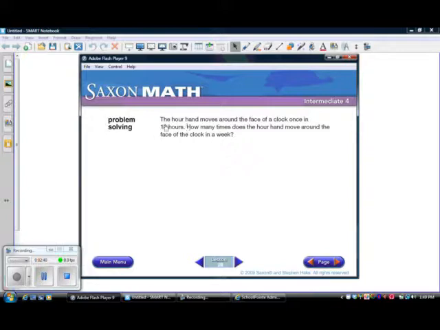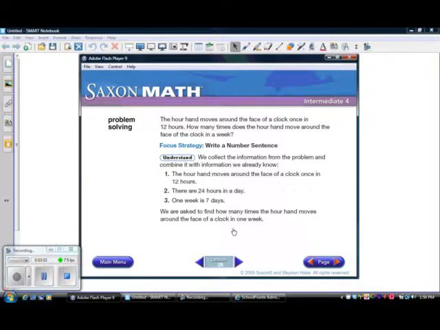If it does it once every 12 hours, then you know there are 24 hours in a day. How many times would it move in a day? It would move all the way around 2 times in a day. And how many days are in a week? 7. So for each of those 7 days, it's going to be moving around twice. So you can think 2 times 7 is 14 times.